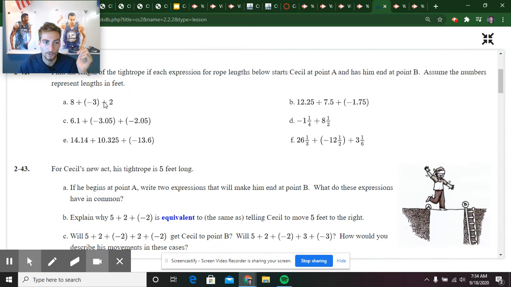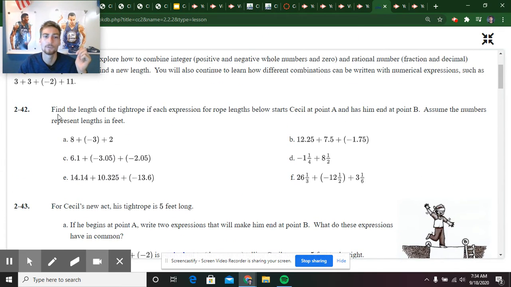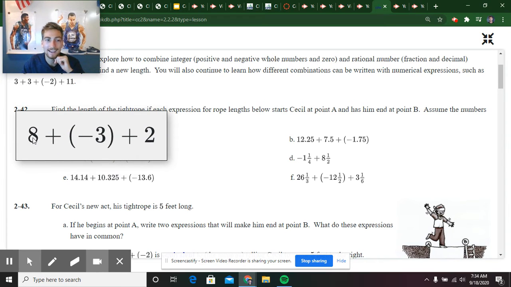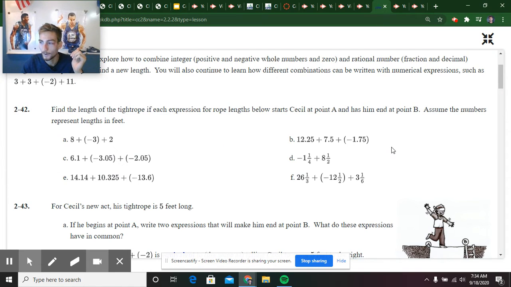So if we look at this first problem here, it says find the lengths of the tightrope if each expression for ropes started Cecil at point A and had him end at point B. Assume the numbers represent lengths in feet. And so here we're saying if Cecil moves forward 8 feet, and then he moves back 3 feet, and then he moves forward 2 feet, what would the total length of the rope need to be? All right, so 8, and then we're at 5, and then we're at 7. So I'd say 7. All right.